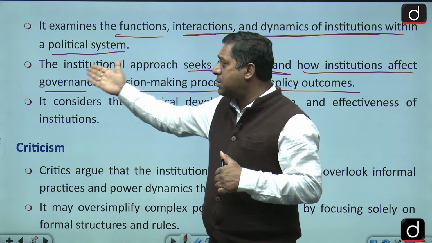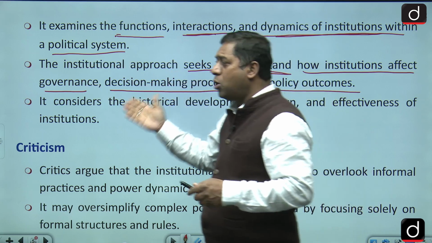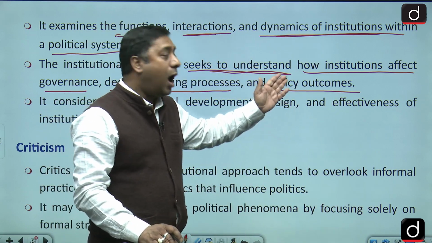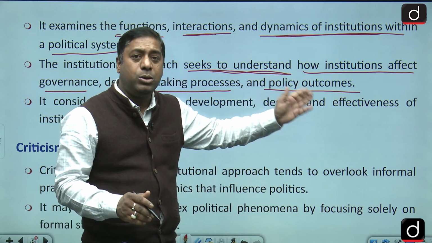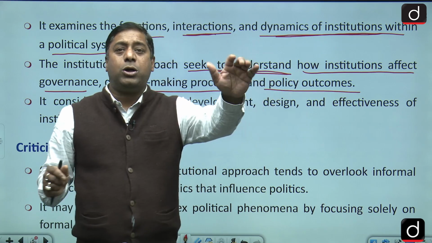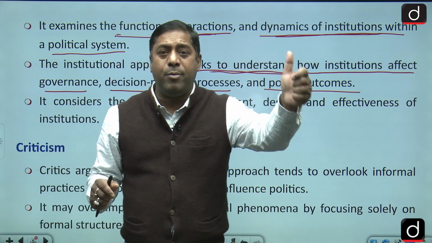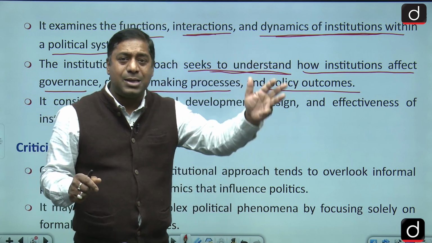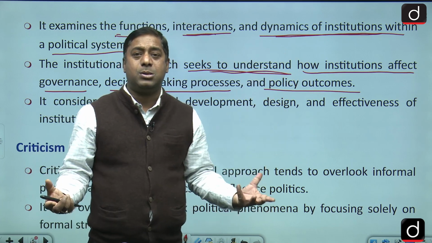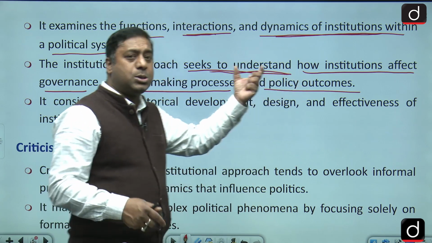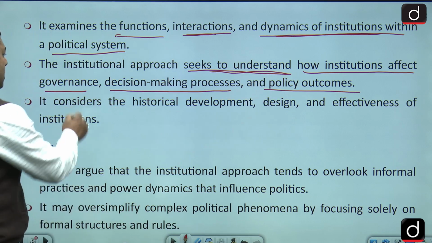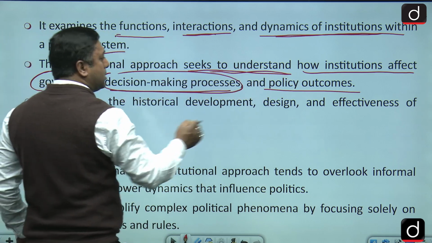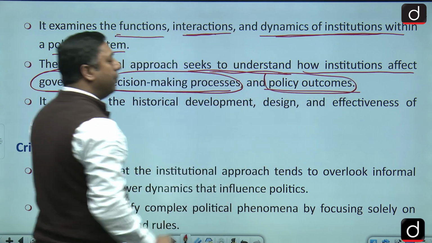Here what I'm saying is that the institutional approach seeks to understand how these political institutions, and what are these political institutions? Government bodies, legal system, political parties, bureaucracies, and other formal organs. How do these institutions affect governance, decision-making processes, and policy outcome.